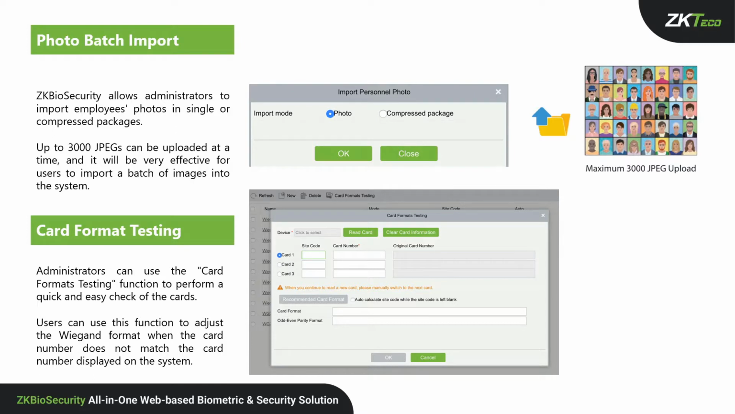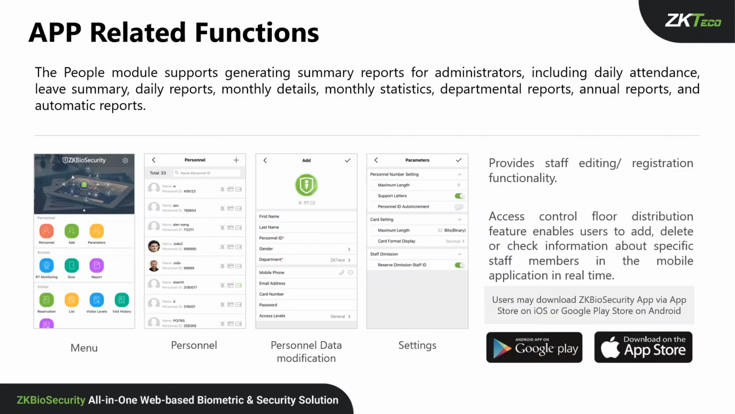Card format testing. With this option, if you want to check the format of your existing card, you can check it from our software. In our mobile app, you will see this kind of option also. In the personnel section, using the app, you can enroll by mobile. In these personal modifications, you can enter your name, all the details, even your photo, and then it will sync to our software.